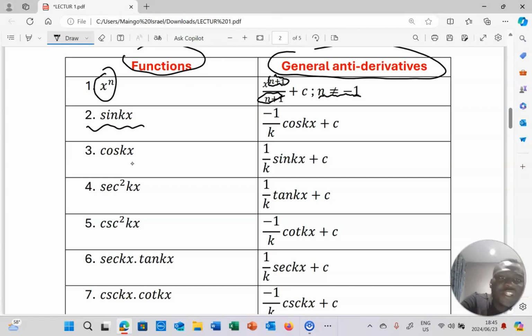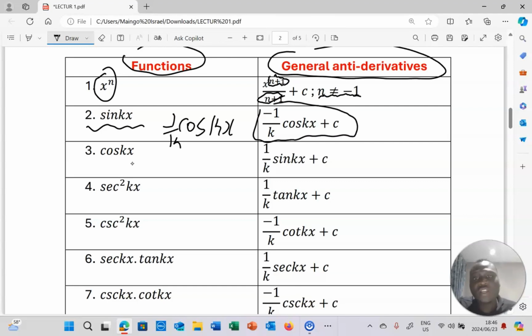So you know that we differentiate negative cos of kx to get sine kx, because generally the derivative of cos kx is negative sine. So to have positive, we must have negative cos kx. Because when we differentiate we make use of the chain rule, we will also differentiate this part, which will be k. That means we should have 1 over k this side. That's why the antiderivative of sine kx is nothing but negative 1 over k cos kx plus c.